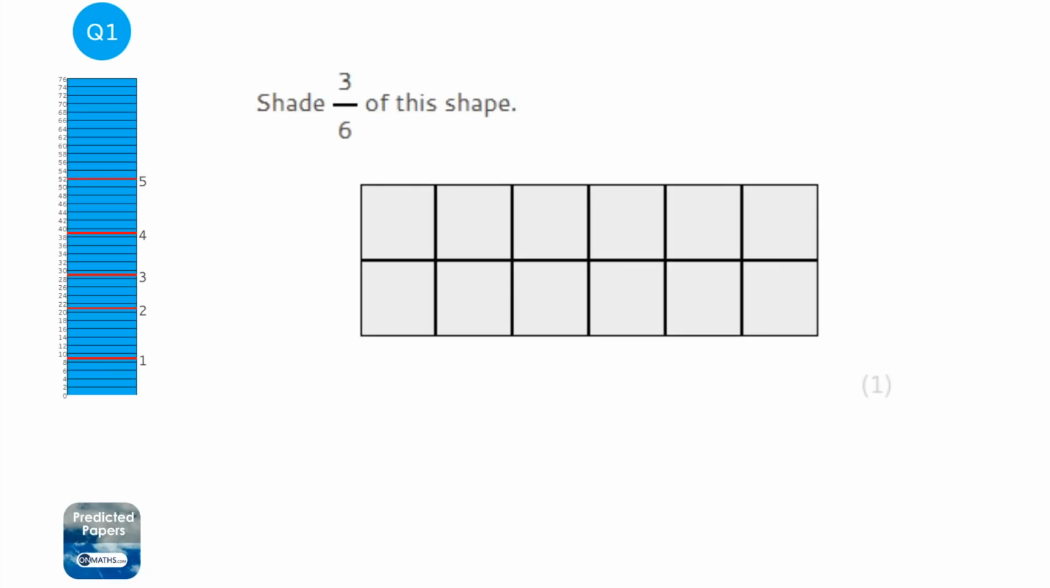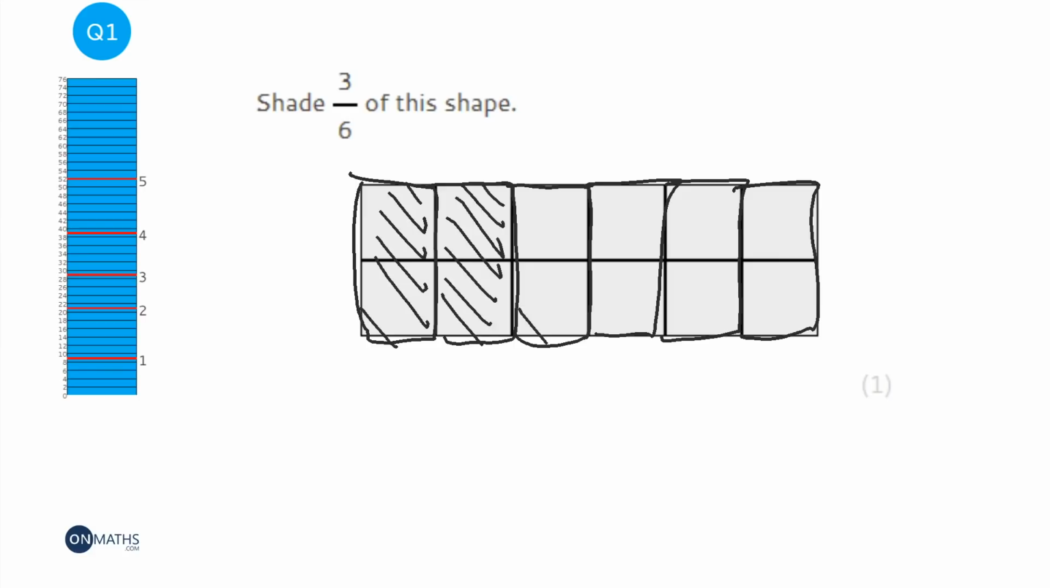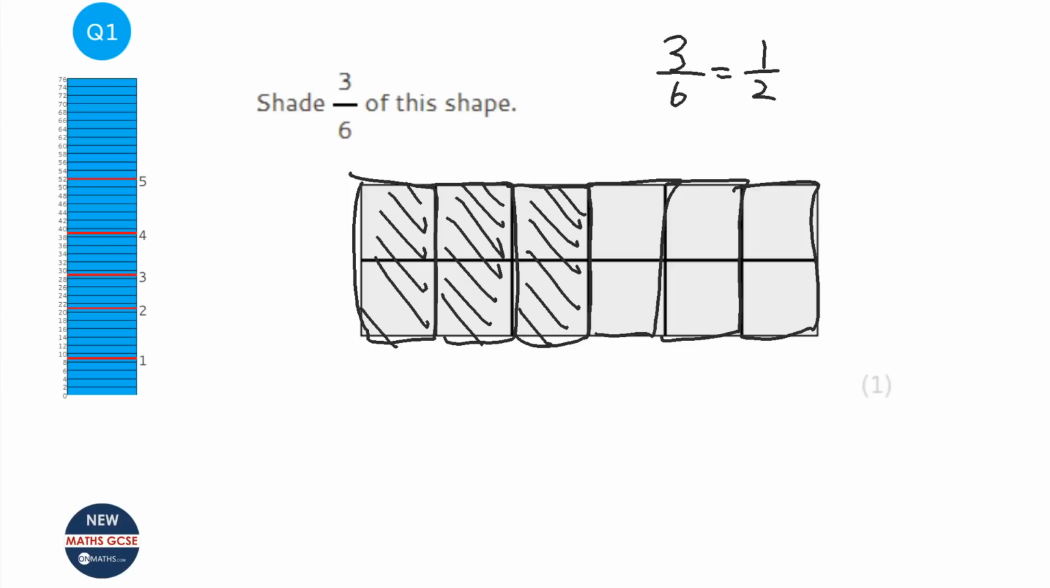So we're asked to shade in 3/6 of this shape. So if I cut this shape into sixths going downwards, we're asked to shade in 3 of them. 1, 2, 3. Now some of you might realize that 3/6 is the same as a half. So we're shading half of it. And looking at that, we've shaded in half of it.